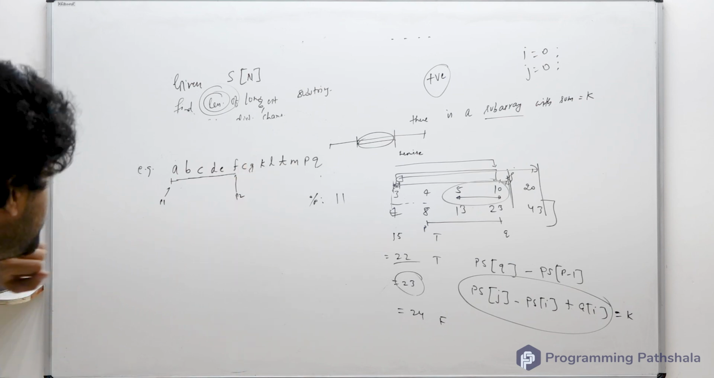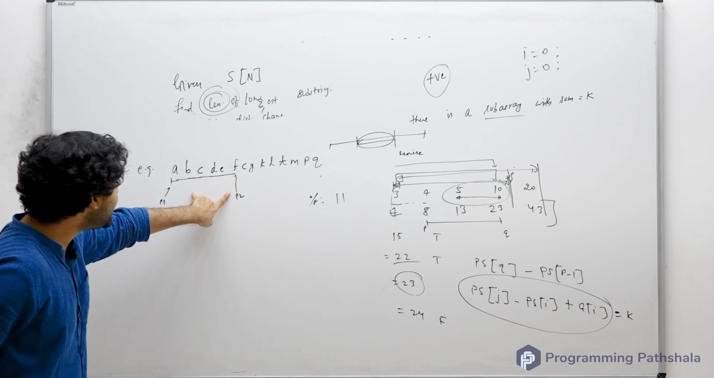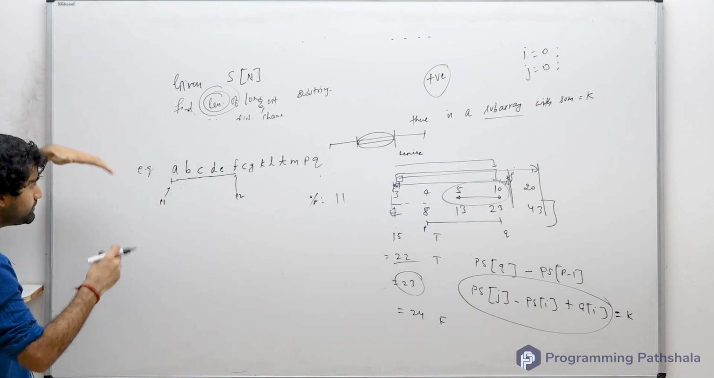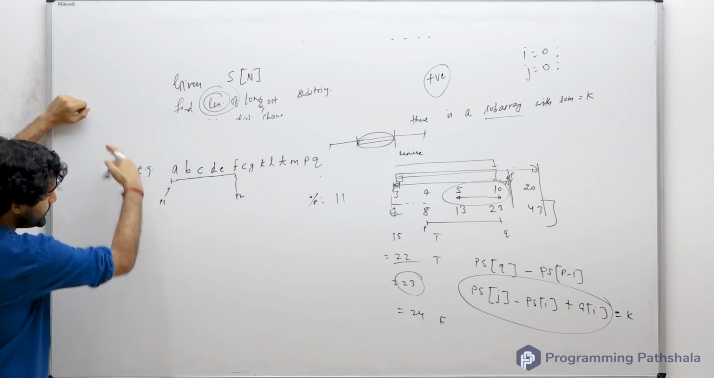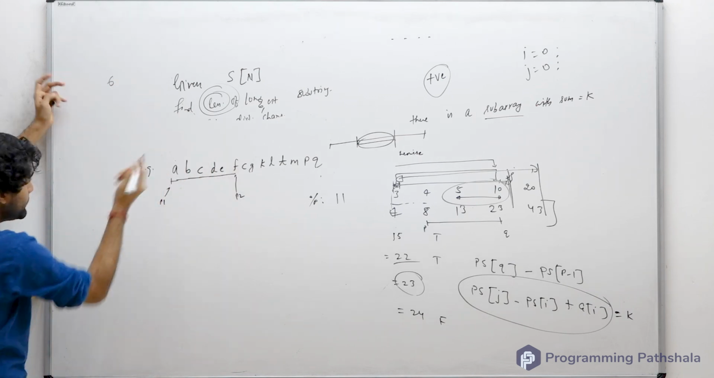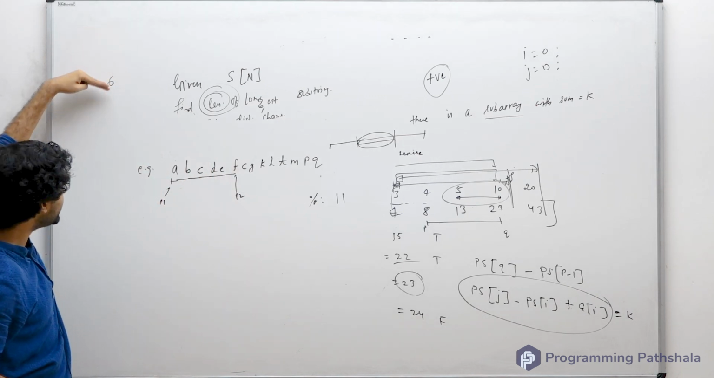Okay, so I'll just check if this length is greater than the currently acquired length, and I'll keep on changing that. So this is 6, so currently my answer will be 6. Initially it was 1 and now it got changed till 6.